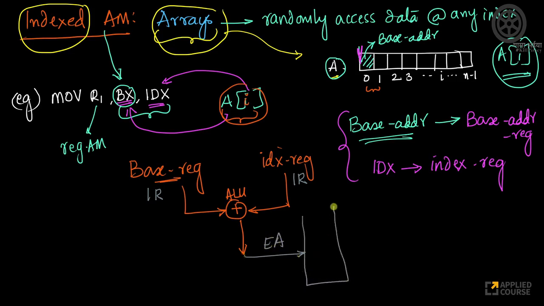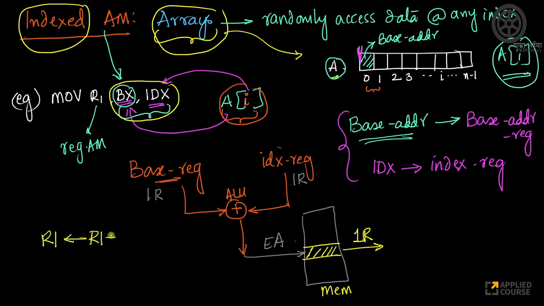Using this effective address, now I go to the main memory. I go to the location of the effective address. Here lies my data. So here I'm doing one memory read. This whole thing gets replaced by whatever is stored here. So R1 becomes the value stored in R1 plus, let's assume some number is stored here, whatever is stored here goes here, right?